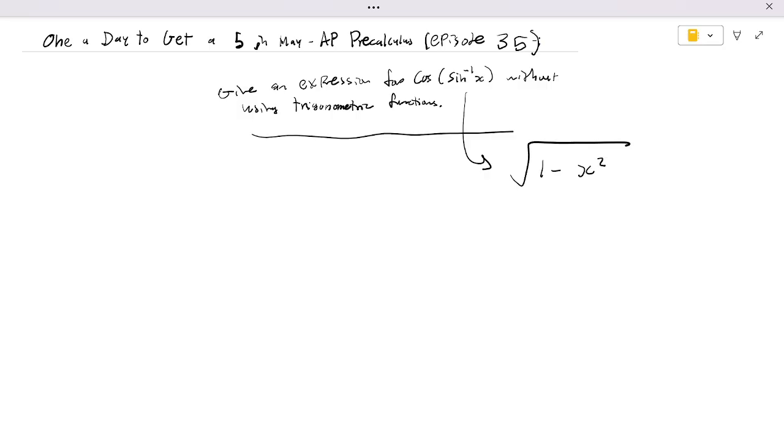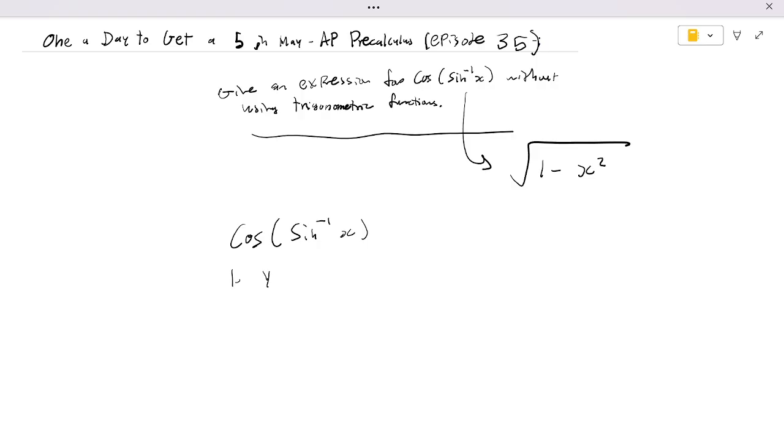Because when I saw this at first, I didn't remember. I knew it was something with square roots and a square, but I didn't remember the exact expression. So I'm going to show you how I figured it out myself, right? So we have cosine of sine inverse of x. This is what we want to find.